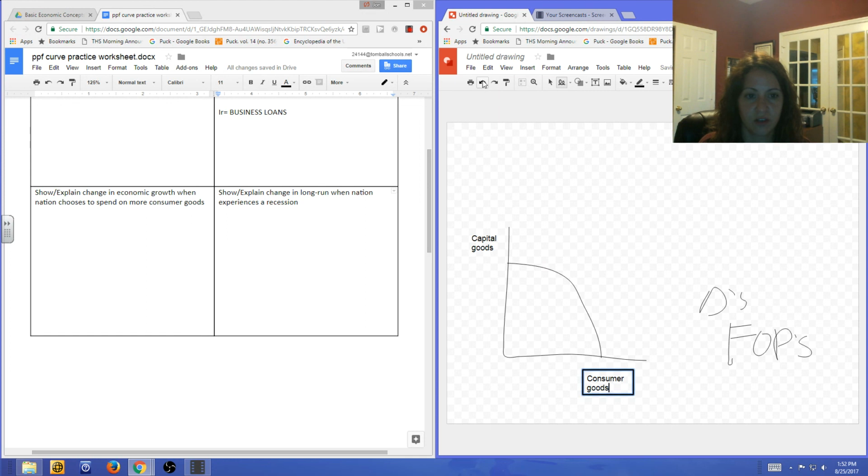And it is show and explain changes in the long run when a nation experiences a recession. Well, what are some characteristics of a recession? Okay, the economy is bad. It's not growing. A lot of people don't have a job. Maybe there's a stock market crash. All these things coincide with a recession. So, well, how do you show that on a graph?